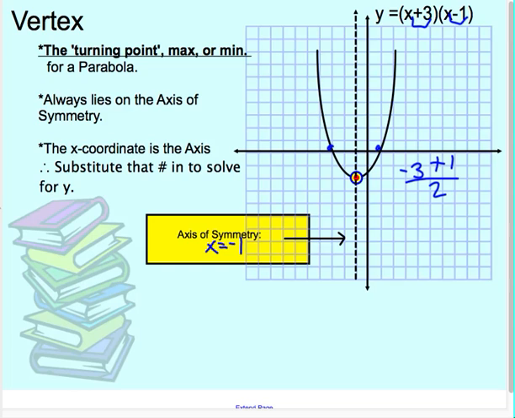Again, to find the y-coordinate for your vertex, you substitute negative 1 into the equation. So we're looking at y equals negative 1 plus 3 times the quantity negative 1 minus 1. We end up with 2 times negative 2, or negative 4. So the ordered pair for our vertex is negative 1, negative 4.